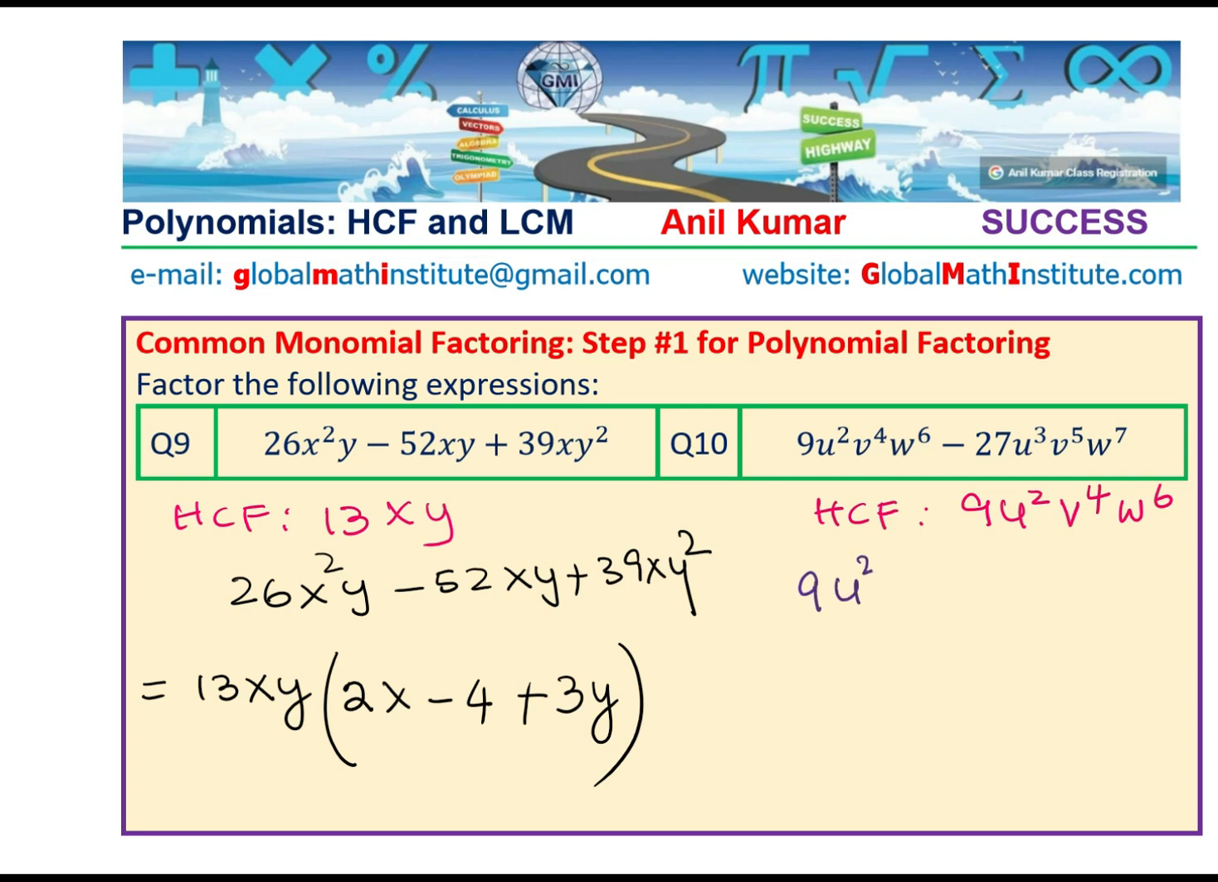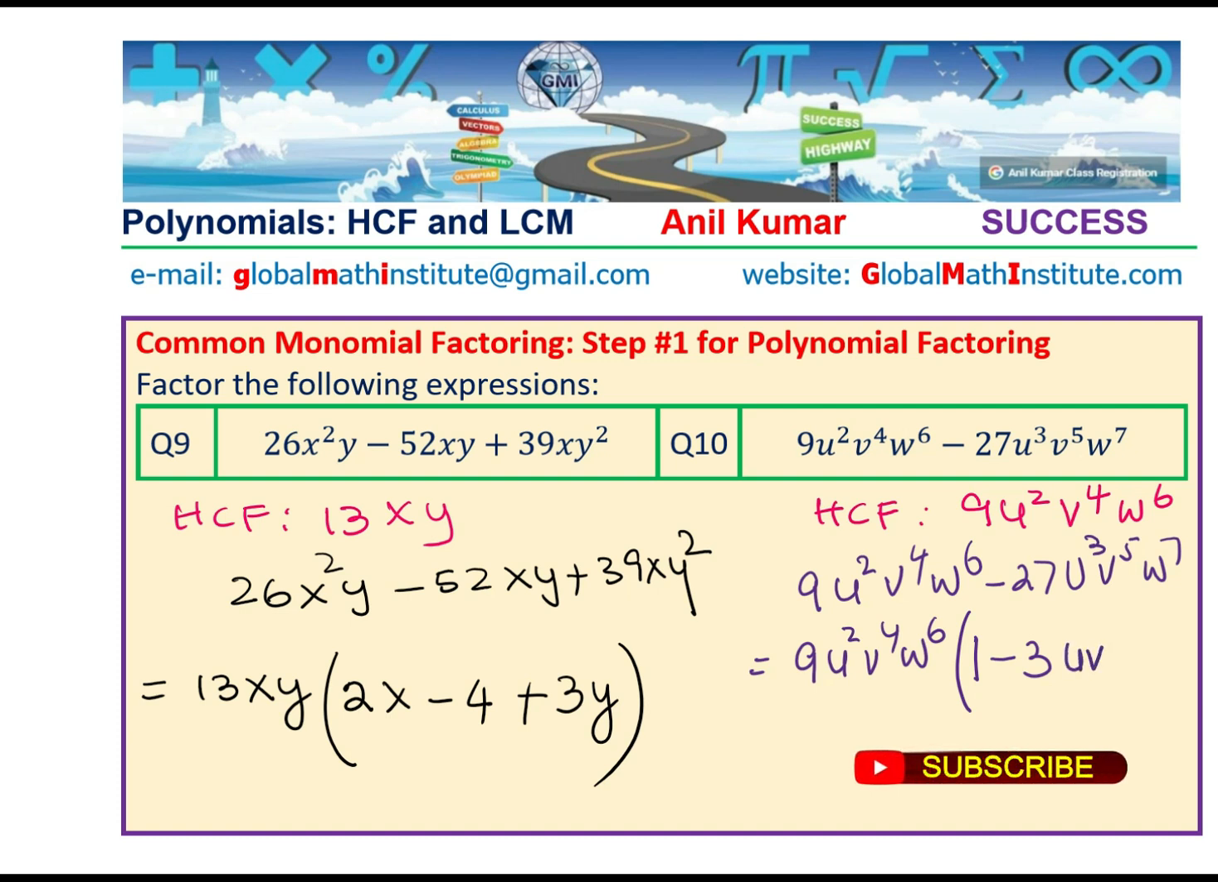The 9 u square v to the power of 4 w to the power of 6 minus 27 u cube v5 w7 should be equal to 9 u square v to the power of 4 w6 as a common factor. So all the terms from the first one have been taken away, so 1 remains. Minus 9 times 3 is 27, and we have u, v, and w. Correct? 7 minus 6, 5 minus 4, 3 minus 2 gives you 1 power each of w, v, and u. Perfect. So that is how we are going to do it.